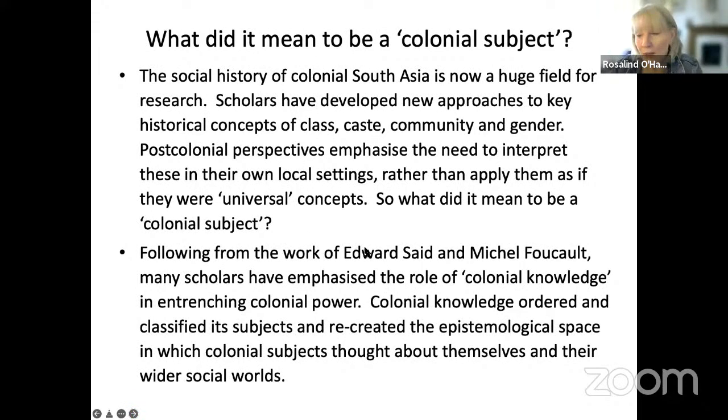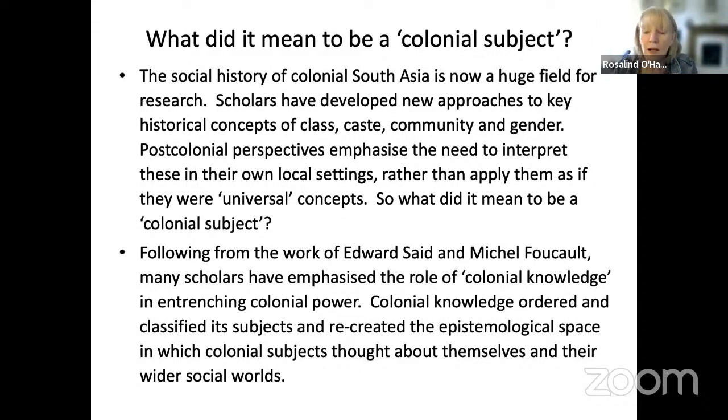So just a few remarks by way of introduction. Of course, the social history of colonial South Asia is a huge and complex field. In the last 30 years, we've had all sorts of new approaches to key concepts of class, caste, gender, community, and the like. What post-colonial perspectives do for us is to emphasize these terms in their own local settings rather than regard them as having universal meanings. This was part of the point of the broad post-colonial critique. Again, a familiar point, following from the work of Edward Said and Michel Foucault, as many of you know, people emphasize the role of colonial knowledge in all of this.